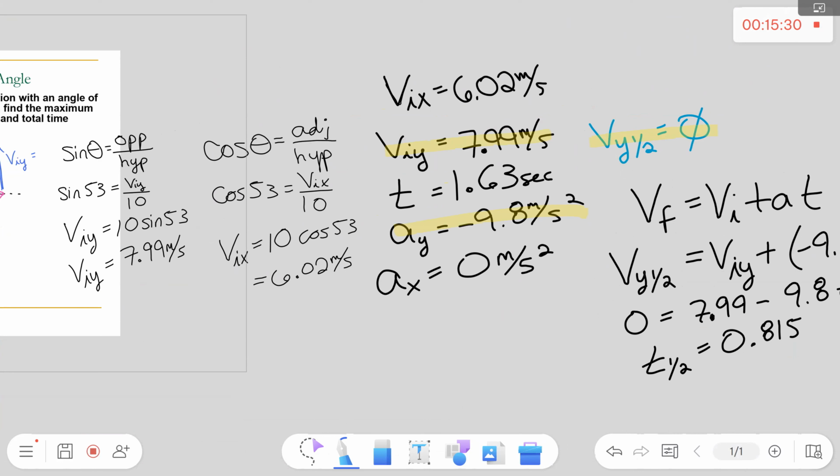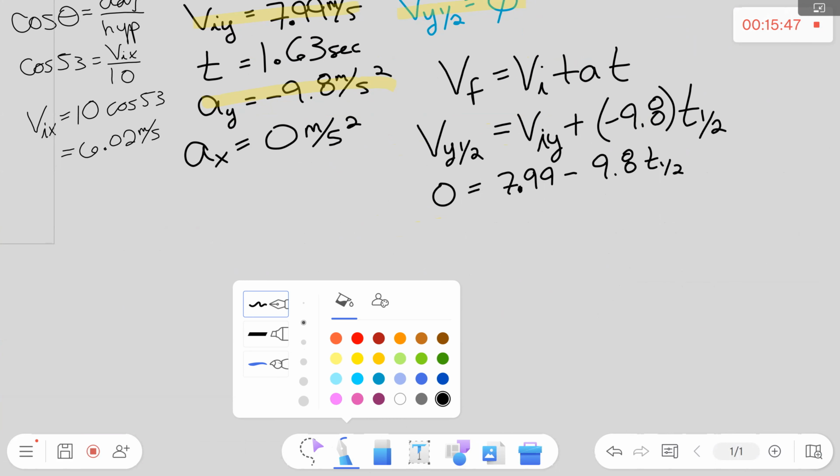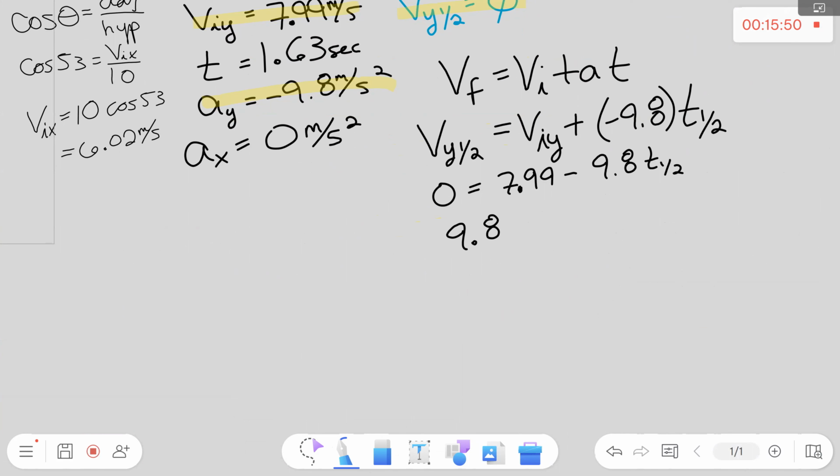Well, you put the 9.8 to the other side and you divide by 9.8. So 9.8 T 1/2 equals 7.99. And you divide by 9.8. That would get you that 0.8, whatever number that was. 0.815. Okay.